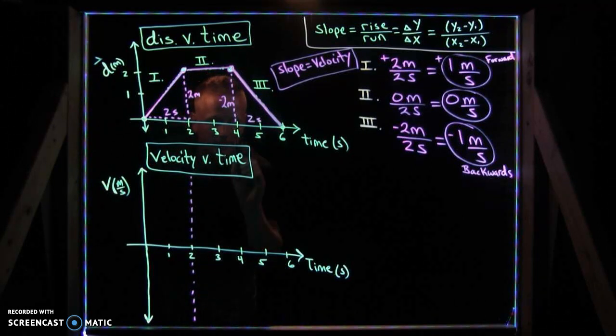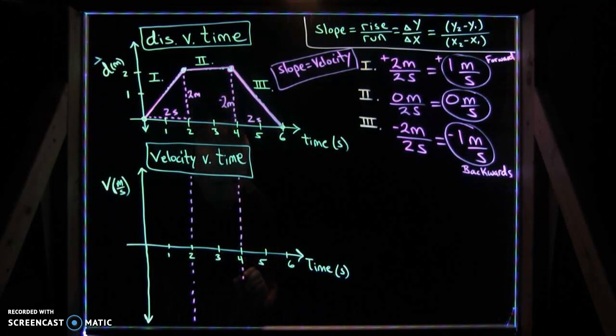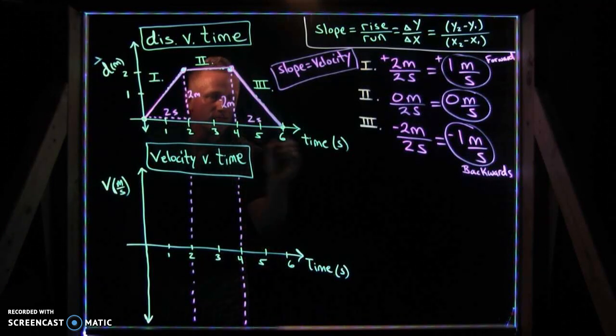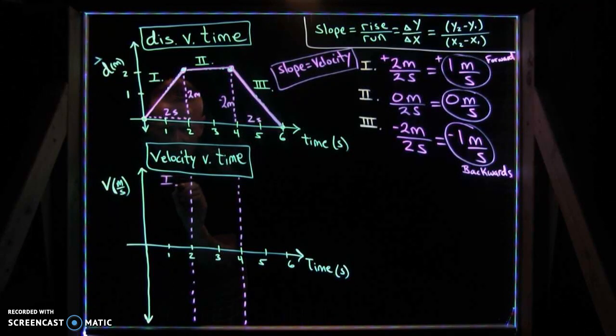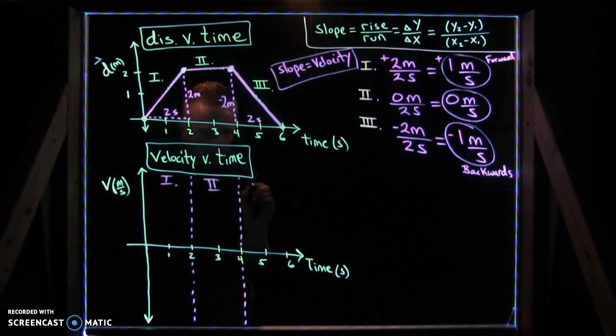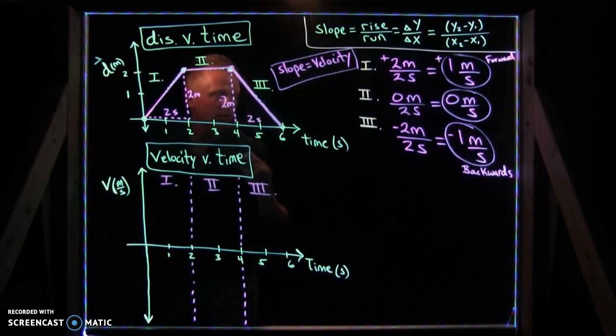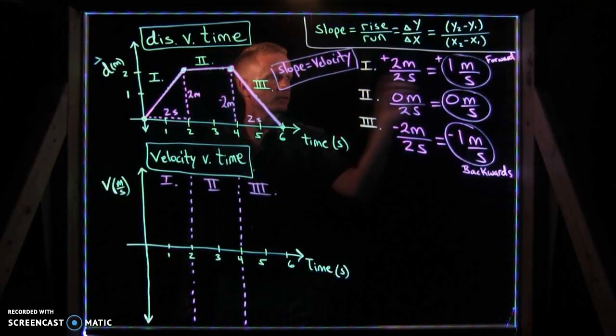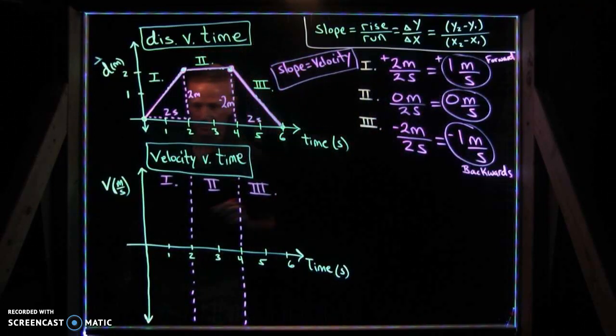What are you doing between seconds 2 and 4? And what are you doing between 4 and 6? So what are you doing in the first segment? What are you doing in the second segment? And what are you doing in the third segment? Well, your answer is over here. We've already solved it. Your average velocity in the first segment is 1 meter per second.